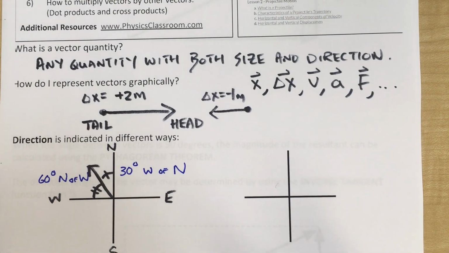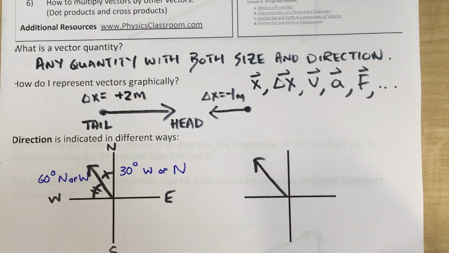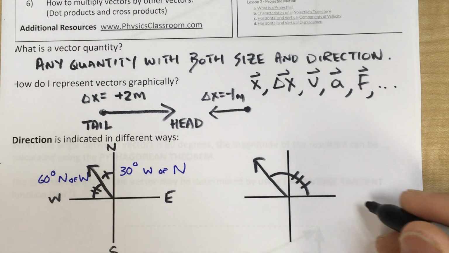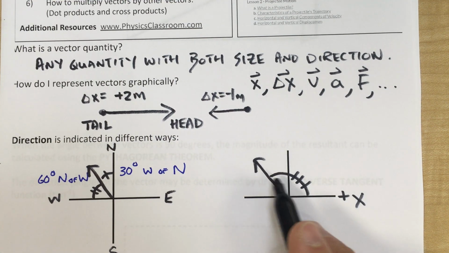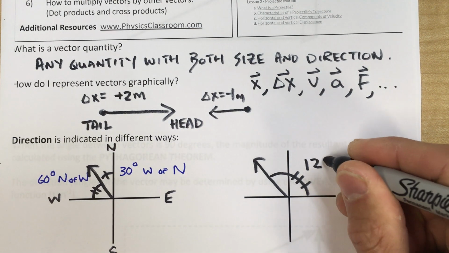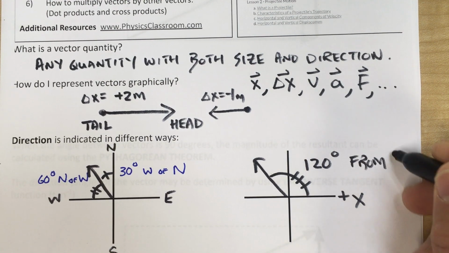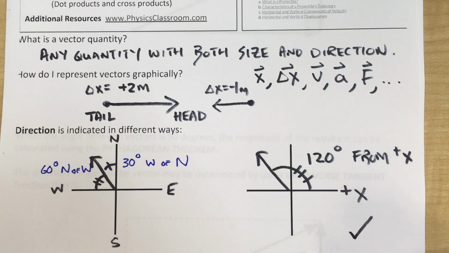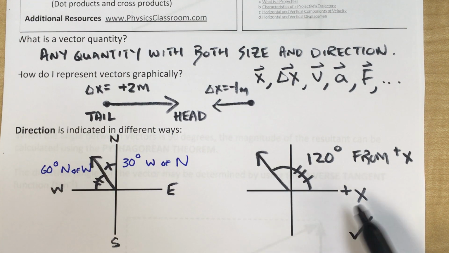Another way of indicating angle is a little bit more standardized. Let's take the same vector and talk about this angle that is measured from the positive x direction. If we wanted the full angle, we would take 90 degrees and add the 30, so this would be 120 degrees from the positive x direction. That's actually the way that we will probably use the most in this class, to always refer to the positive x direction as our reference direction.